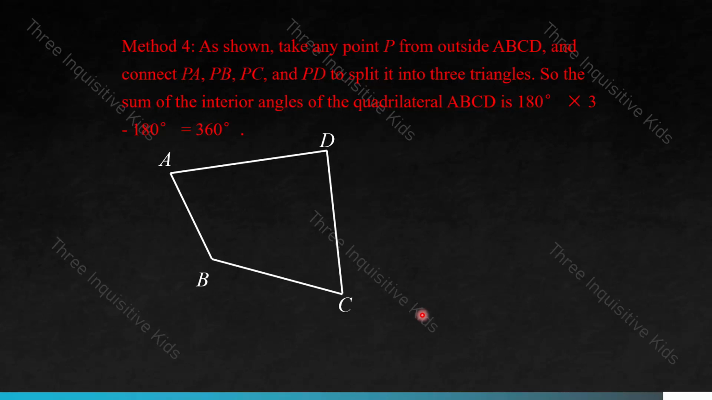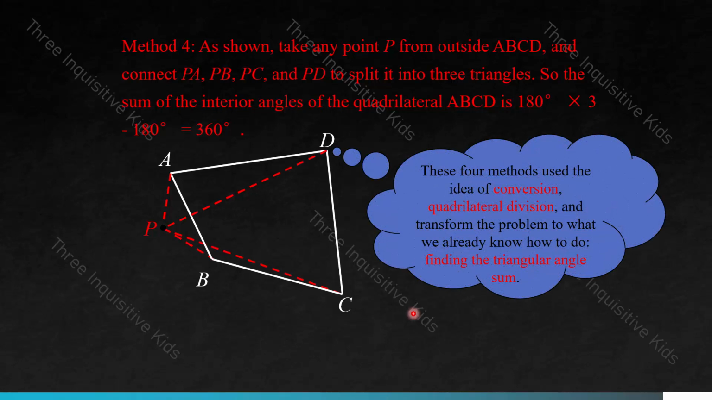There's even a fourth method. As shown, take any point P from outside ABCD and connect PA, PB, PC, and PD to split it into 3 triangles. So the sum of the interior angles of the quadrilateral ABCD would be 180 degrees times 3 minus 180 degrees, which would be 360 degrees.